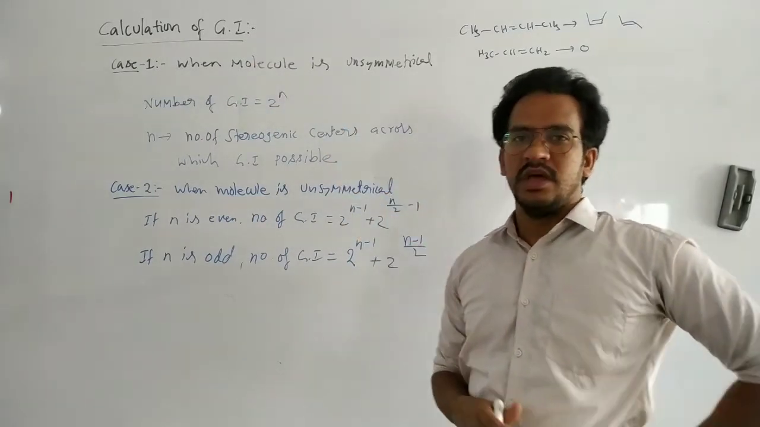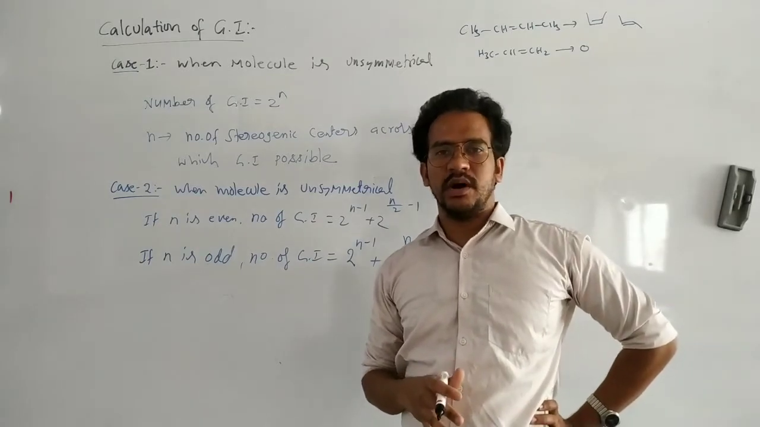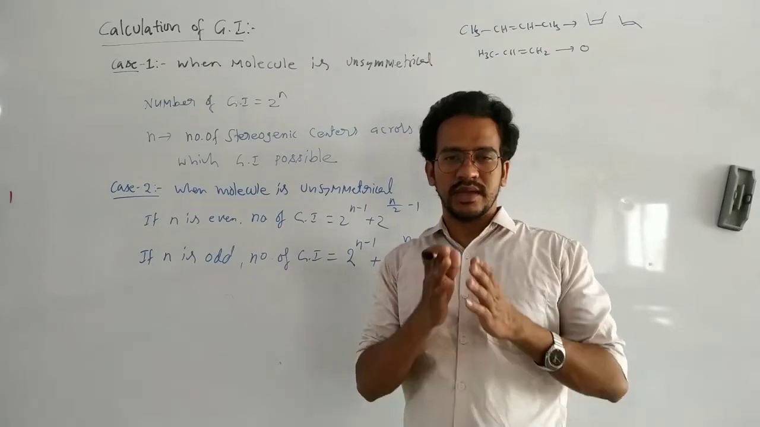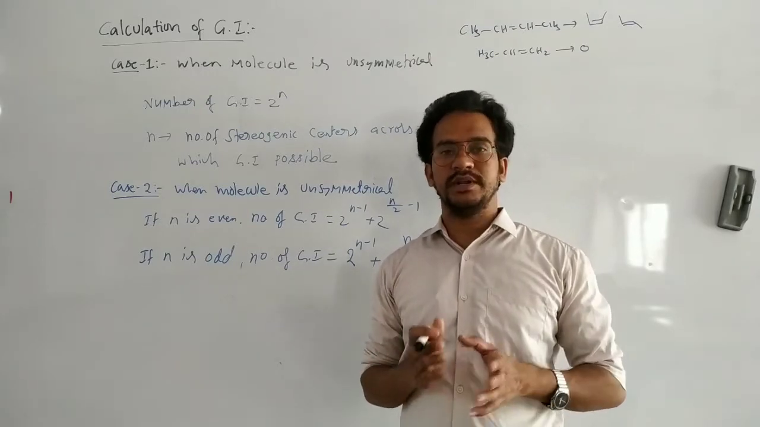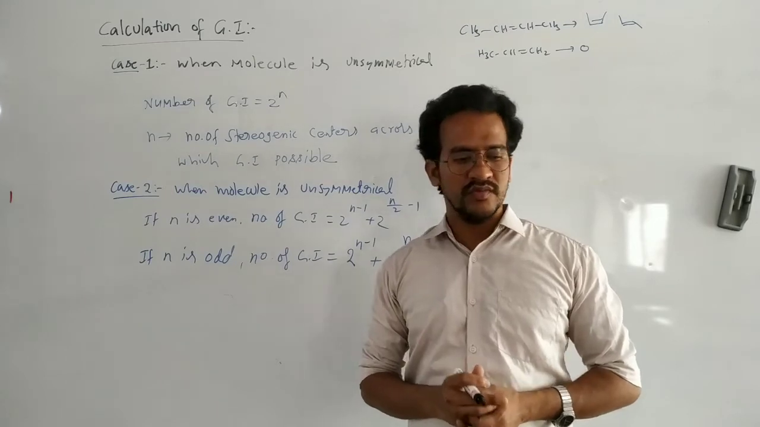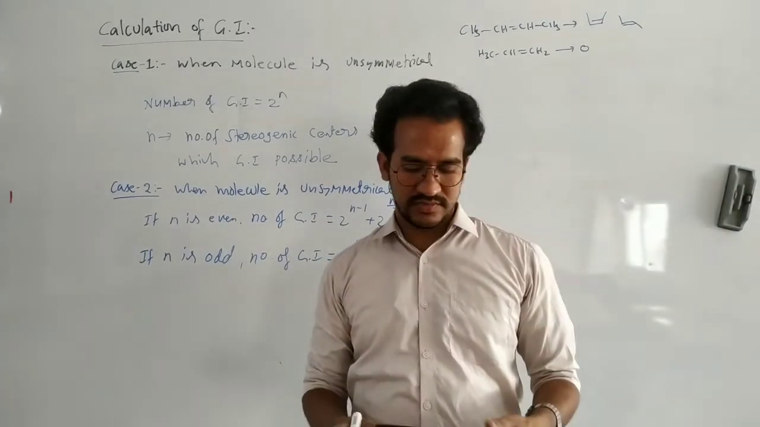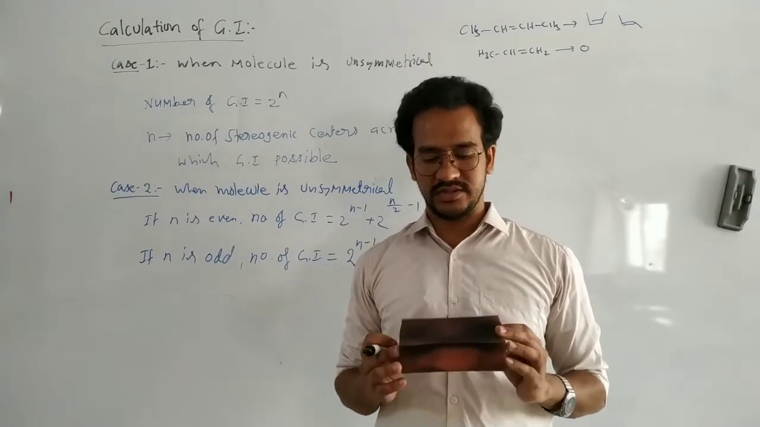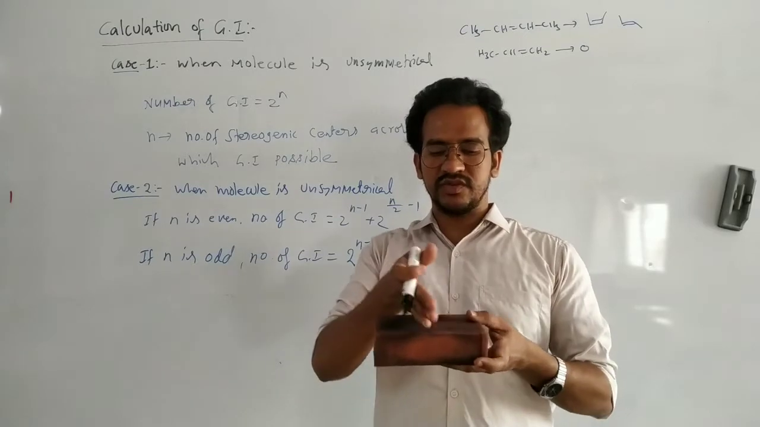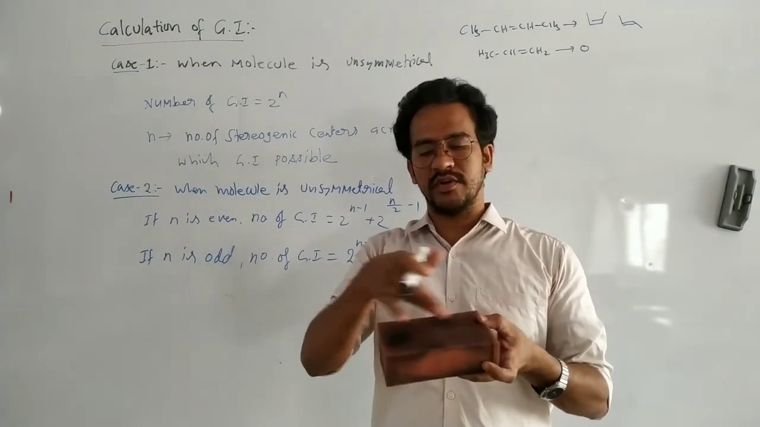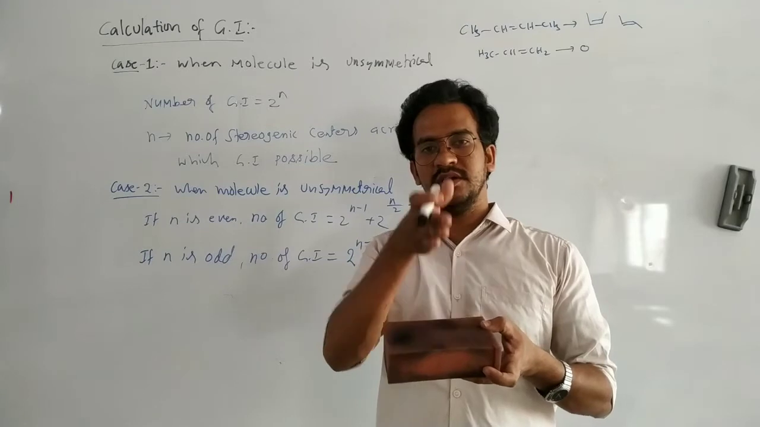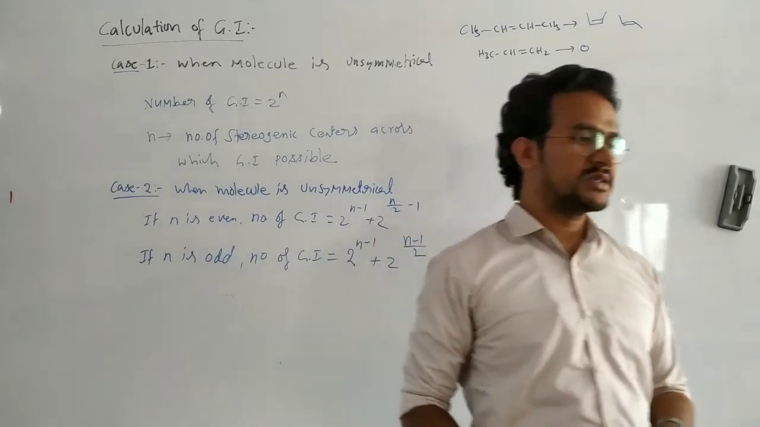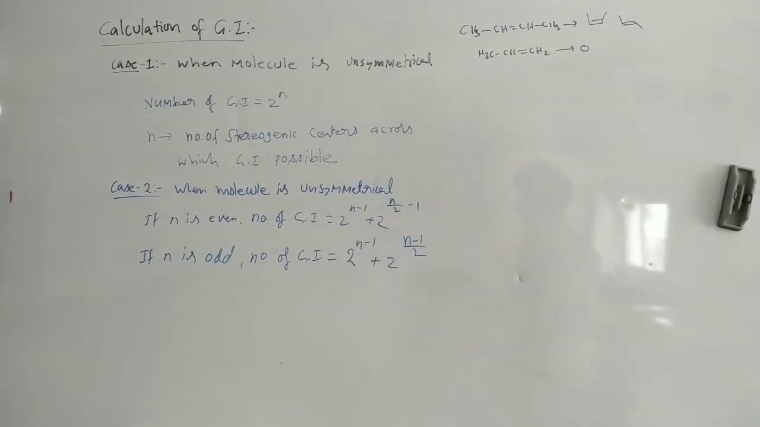Unsymmetrical molecule means that the molecule cannot be cut into two equal halves. If a molecule can be cut into two equal halves, that is a symmetric molecule. Suppose this duster, which is a very black, very ugly duster. If it can be cut into two equal halves, either in this direction or this direction, exactly, then it is symmetric. So this duster is symmetric.